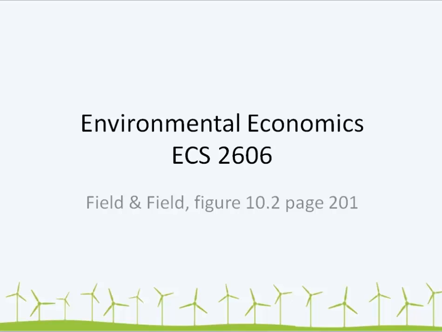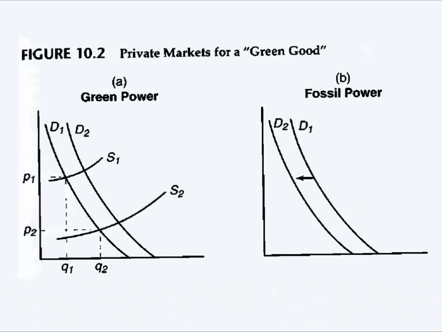We are looking at figure 10.2, page 201 of your textbook. This graph just illustrates the private market for a green good. So let's start at the left hand side here at panel A. Here we see the demand for green power.